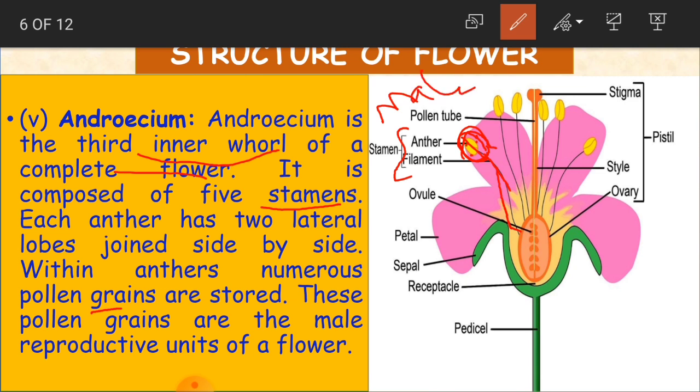Okay, children, now this is about the androecium. It is the third inner whorl, and it is composed of 5 stamens, and each anther has got 2 lateral lobes. Within anthers you have so many pollen grains, and these pollen grains do the reproductive part as the male organ of the flower. Clear? Now we'll go to the gynoecium.